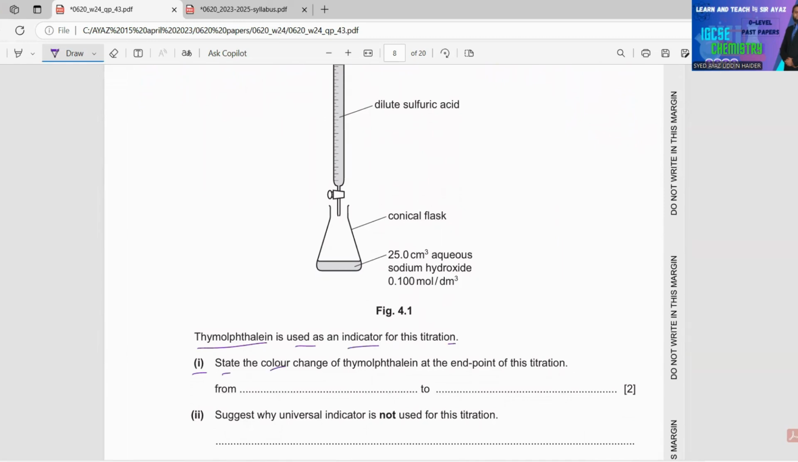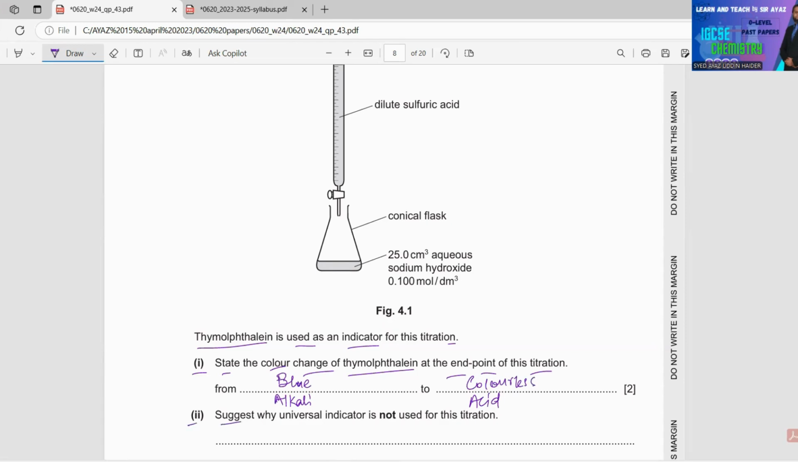Number 1, state the color change of thymolphthalein at the end point of this titration. This is something which you have to remember. In alkali, it must be blue. You are having alkali initially, and to the alkali you are going to add acid. So the final color must be the color in acid. So it's turning from blue to colorless. It's colorless in acid. Blue to colorless.